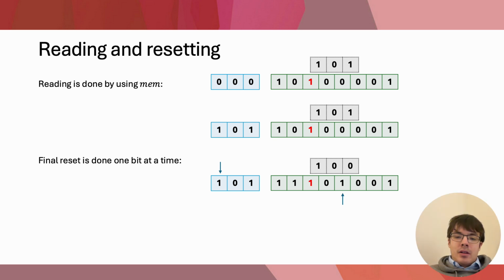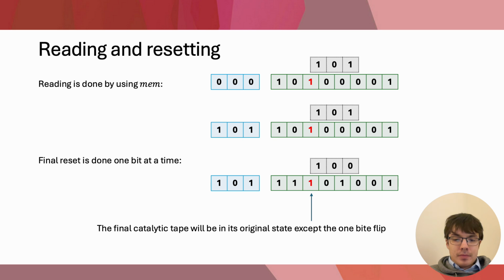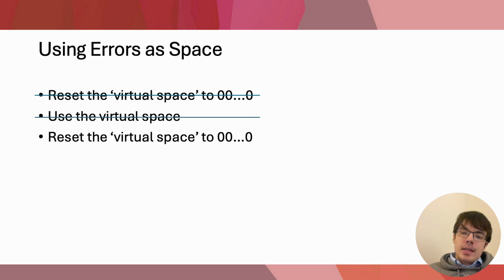These transformations are always the same, regardless of the state of the catalytic tape, and that means that as long as we adhere to these principles throughout the entire calculation in the virtual space, we have now successfully reset the virtual space to the same virtual space that we started, or same catalytic state that we started with, except for the 1-bit flip. This completes the resetting of the virtual space.